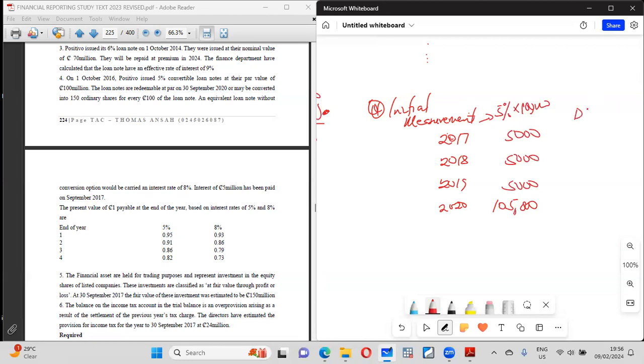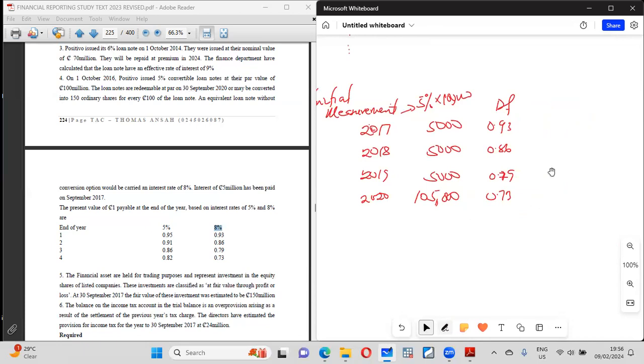The discount factor we are going to use is which one? Which one will we use as our discount factor? You see, he has given you 5% and 8%. Which one will you use as the discount factor? The 8%. It is all coming from that video. So you get the PVs for the convertible. Now let's do the PV.